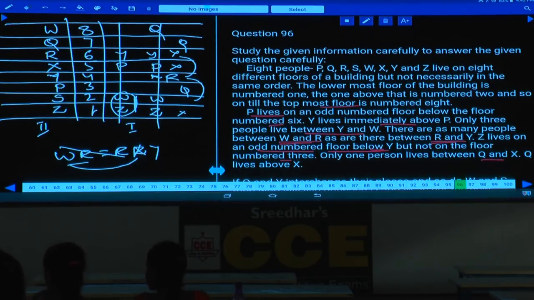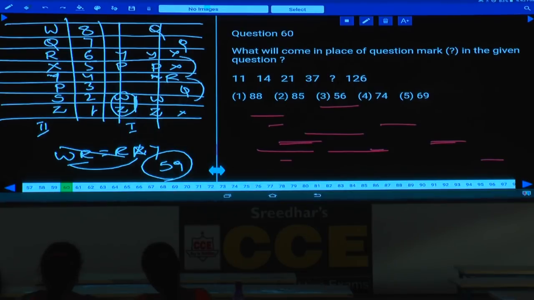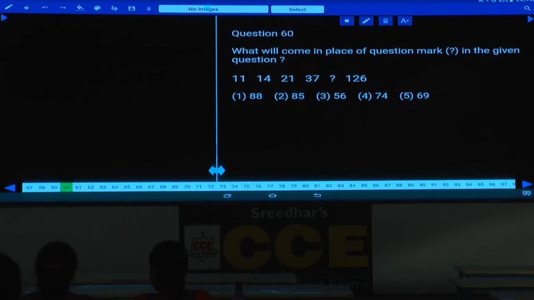As this is about paper number 59, question number 96 to 100. Yes, anything left over in this paper? Paper number 59. Question numbers, please. Yes, question number 60 onwards. Now, in this one, question number 60, what is the answer here?